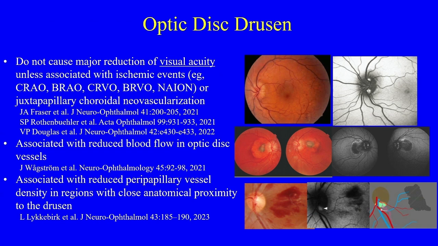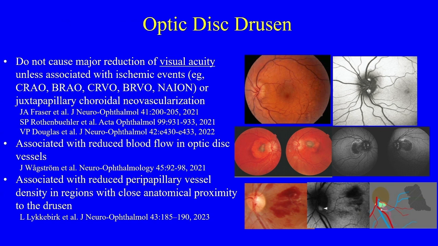And indeed, it used to be thought that patients with drusen were more likely to have brain tumors. That's been shown not to be the case, but you can imagine that the patients are well worked up when they have a funny looking disc, so you're more likely to check them.